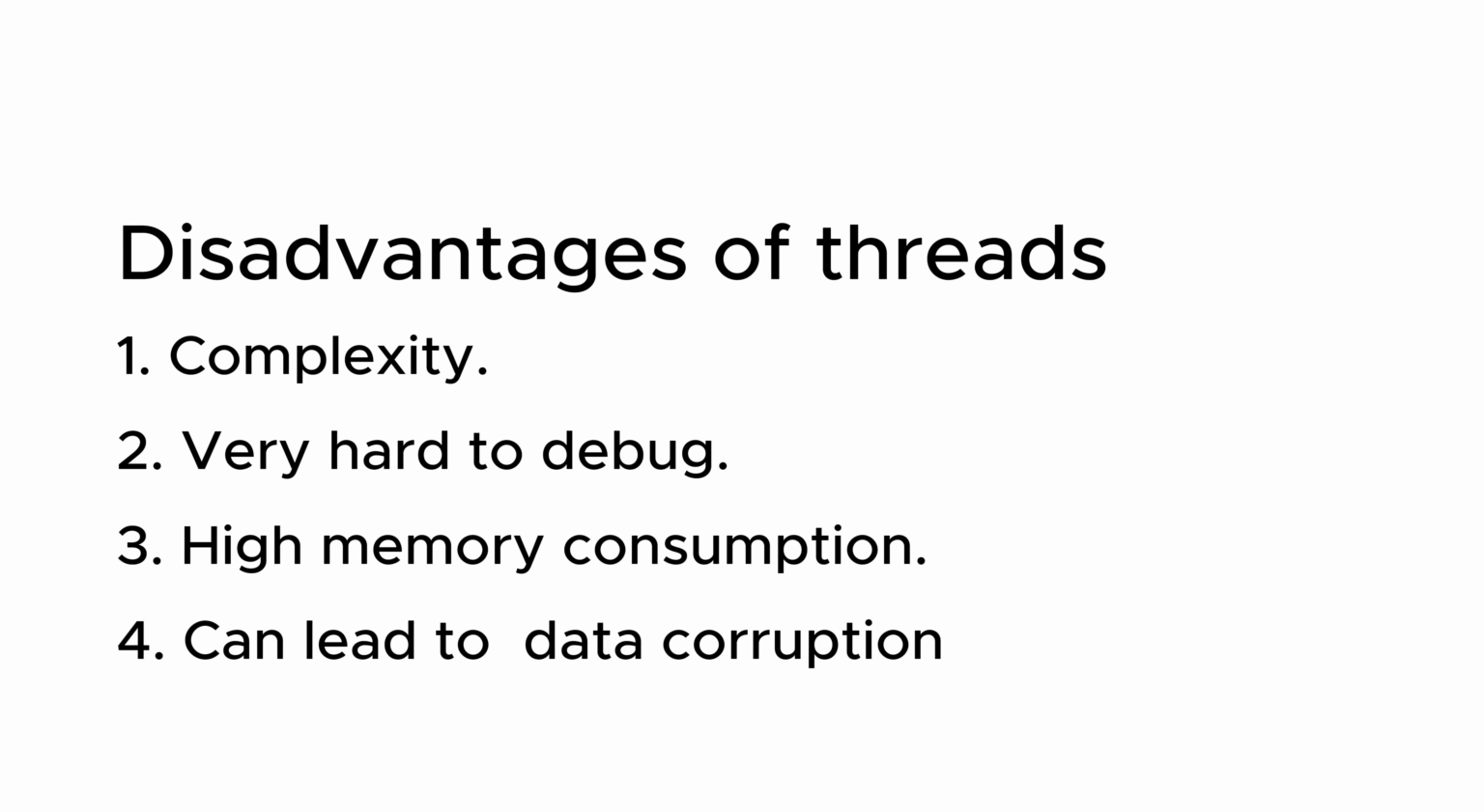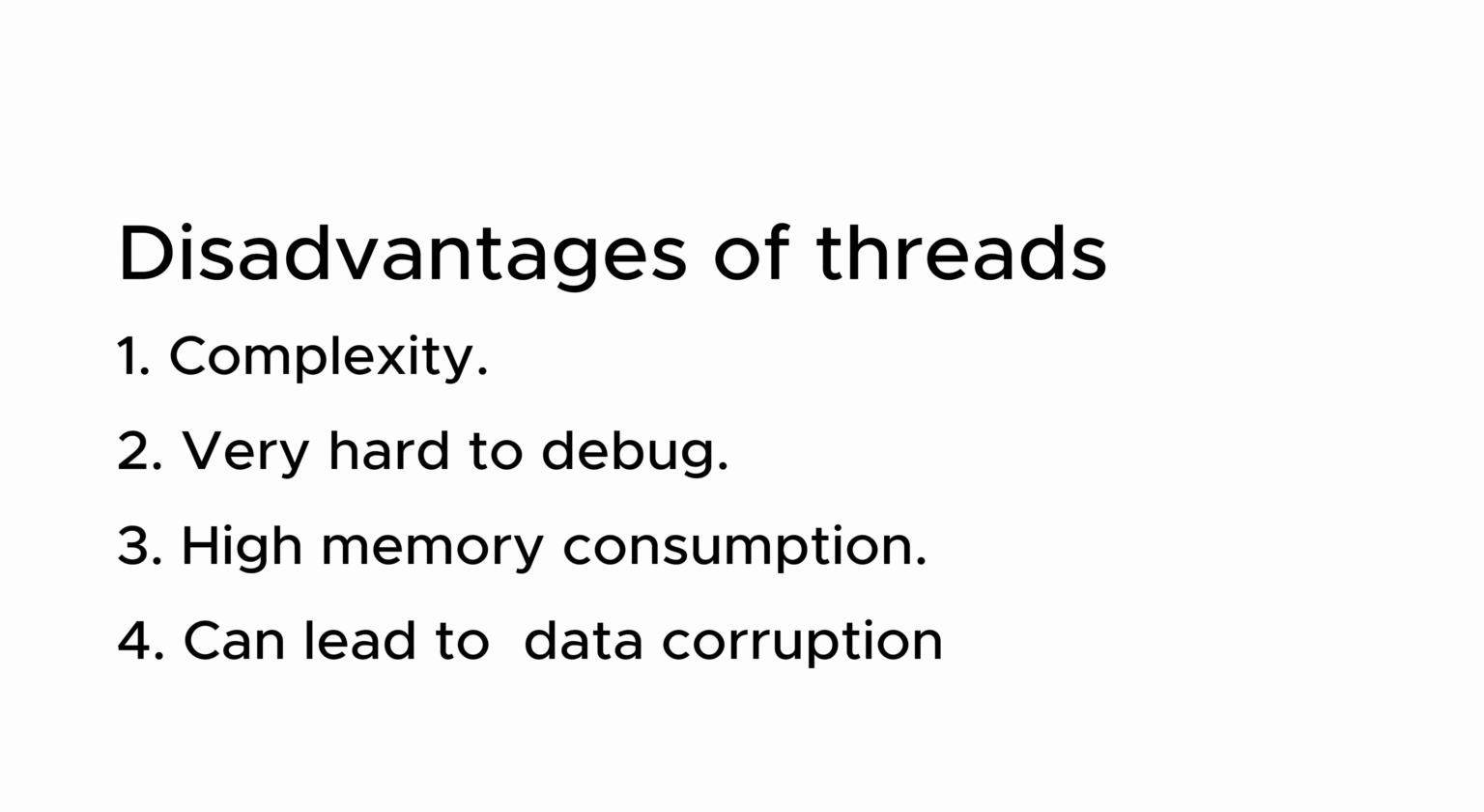What are the disadvantages of threads? Now let's consider some of the disadvantages of threads. Thread management can be very complex, especially if we consider factors like synchronization, deadlock, and race conditions. Bugs related to concurrency are often very difficult to troubleshoot and fix. Too many threads can lead to high memory consumption. If not properly handled, data corruption can occur due to simultaneous access.